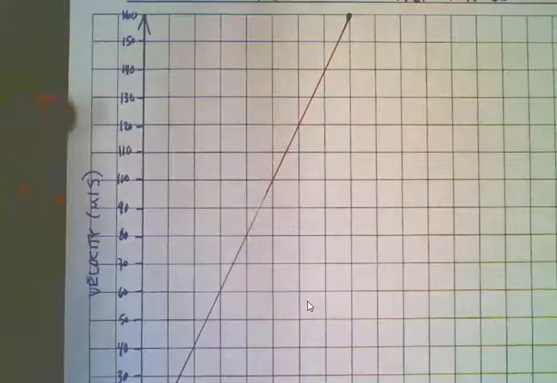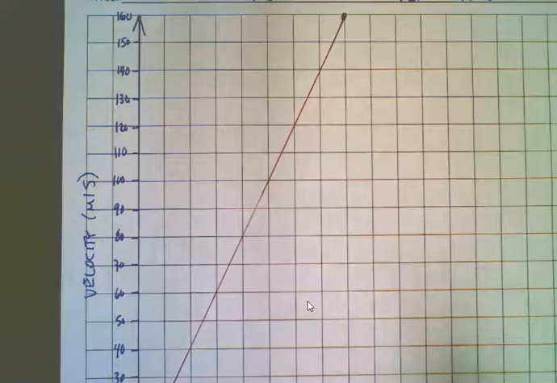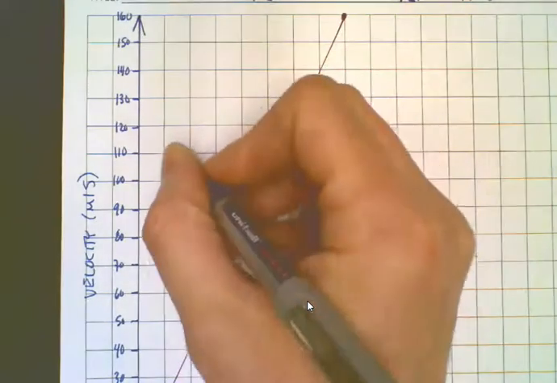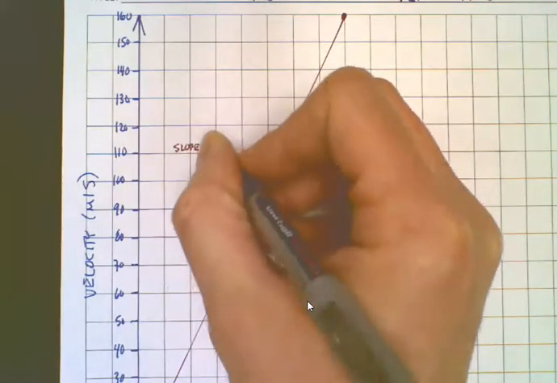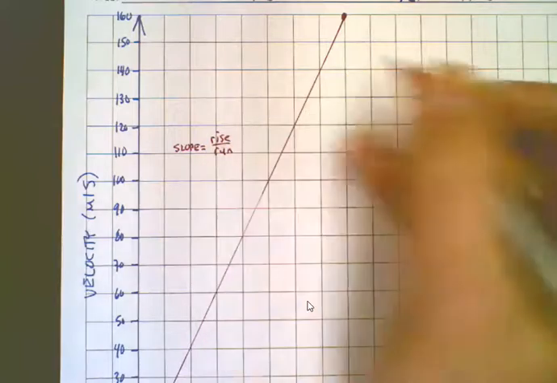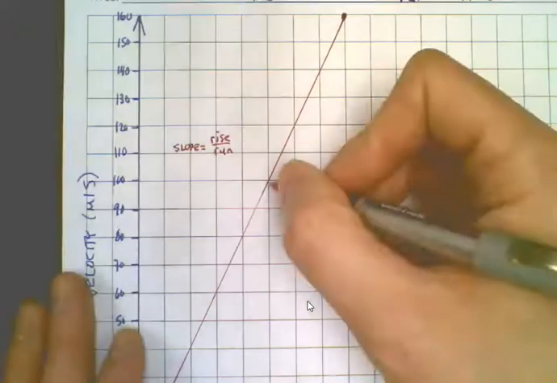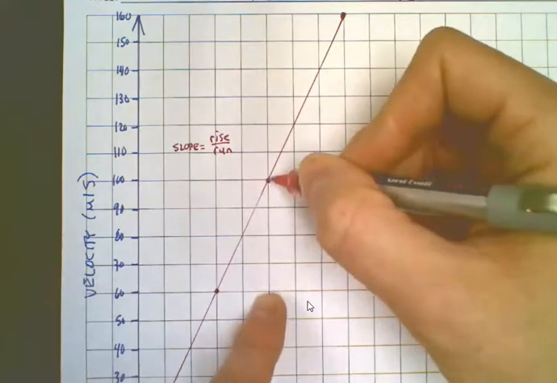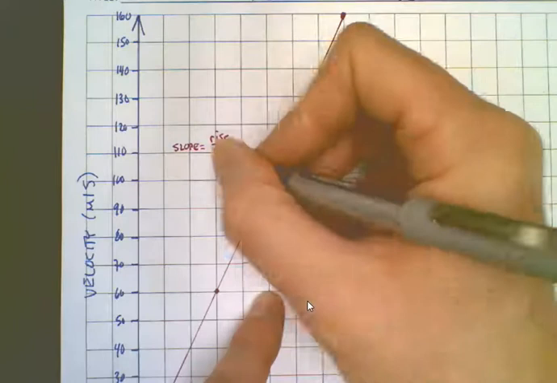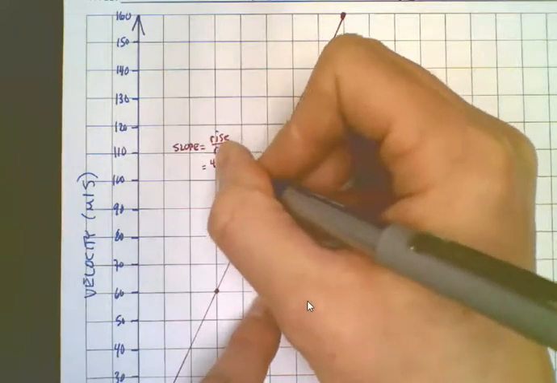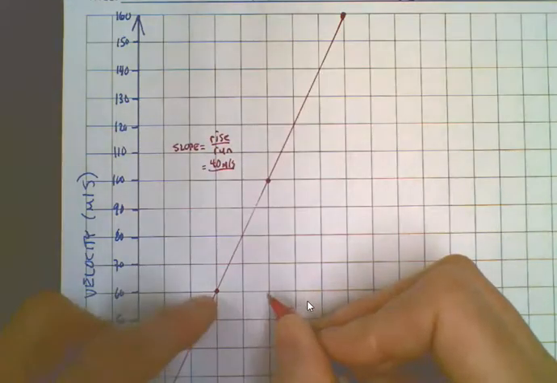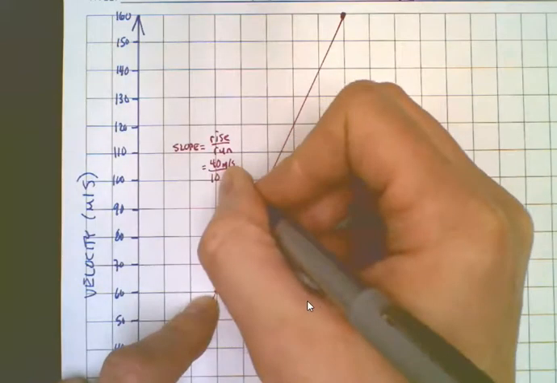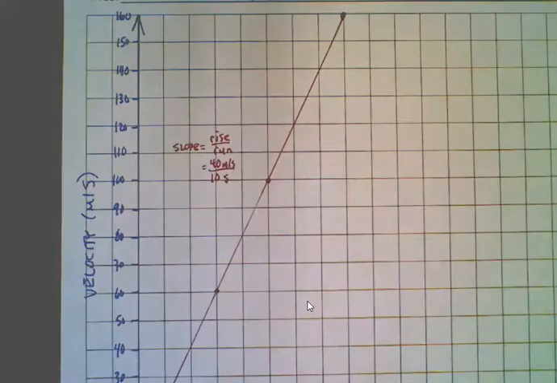Okay, so you're like, great, that's awesome. Well, what we do from here is we're going to figure out what the slope of this line is. So to find the slope, we know that the slope equals rise over run. And if we pick a couple spots, so we could pick here and here, we know that that has a rise of 10, 20, 30, 40 meters per second, and the run is 5, 10 seconds. Okay, so that's pretty clear.